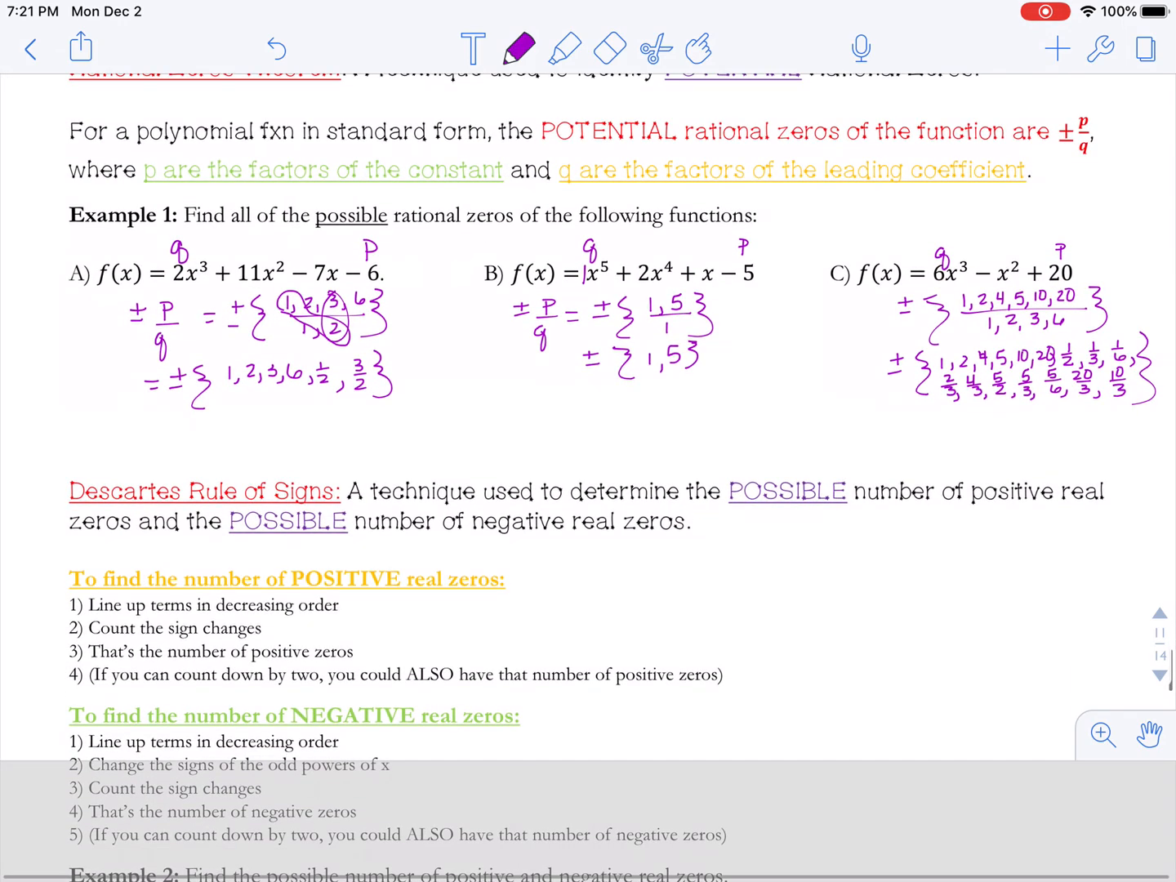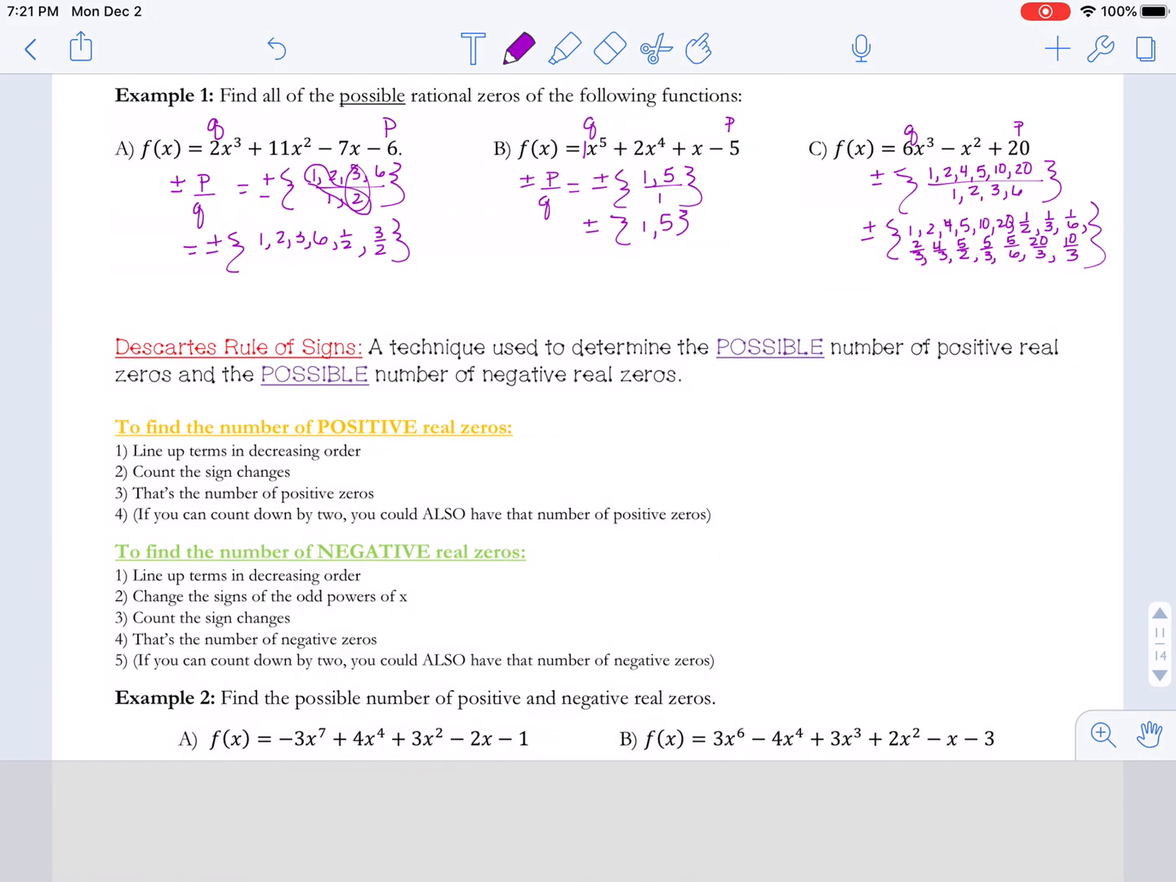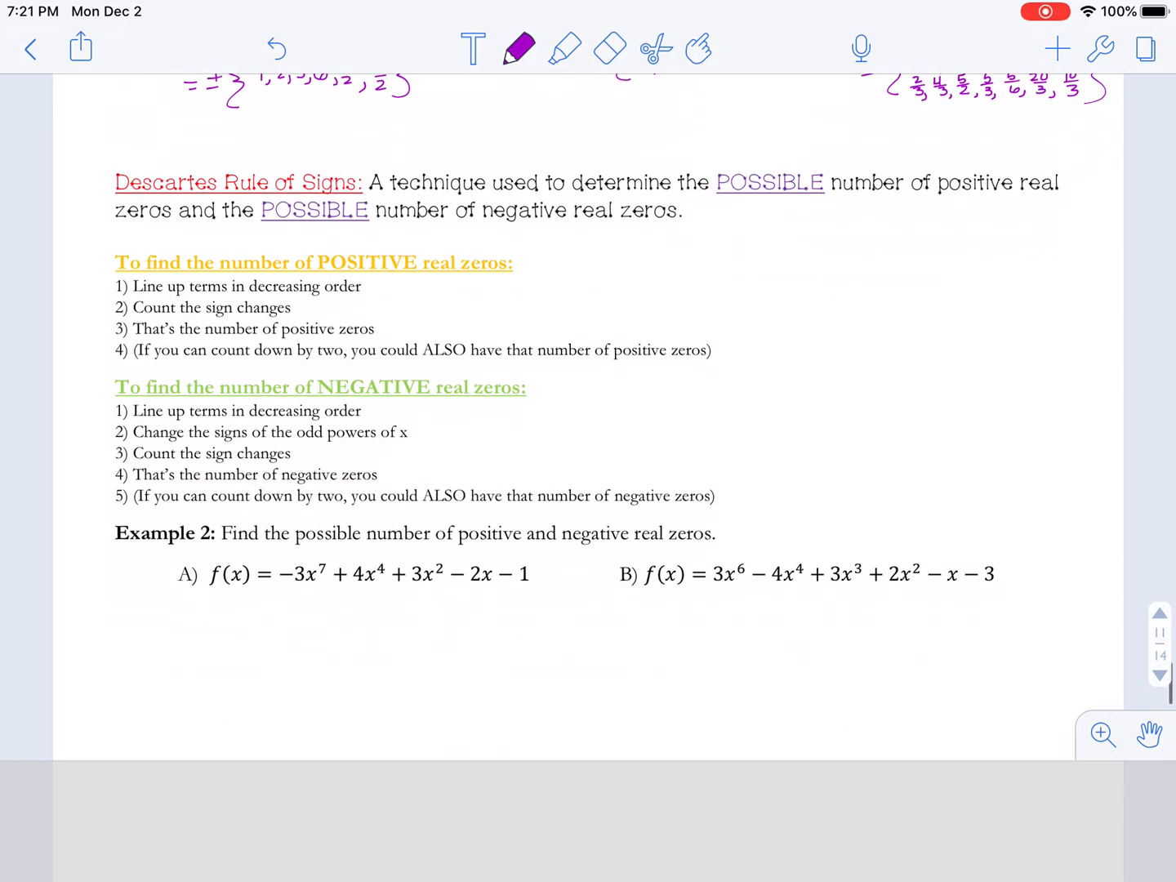Now, the next thing we have is called Descartes' rule of signs. This is a technique used to determine the possible number of positive real zeros and possible number of negative real zeros. You can go ahead and read this information, these steps, if you get stuck, but I'm going to go ahead and do some examples.